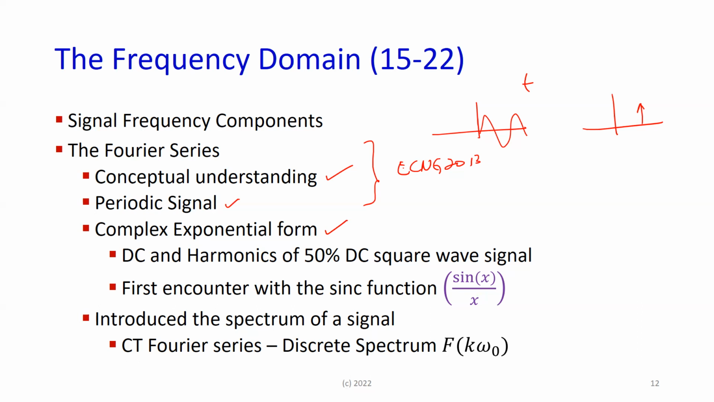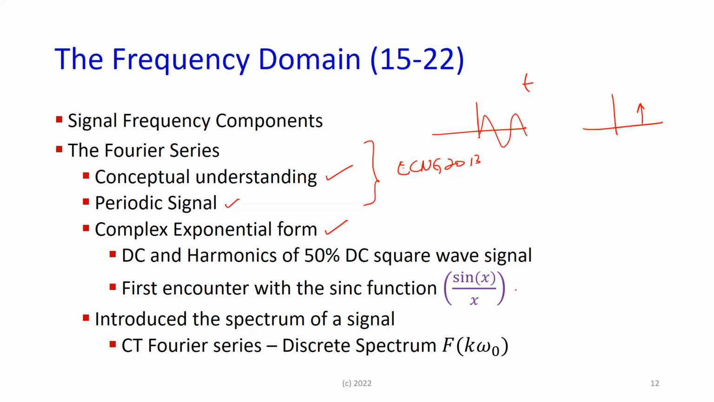And then we started to discuss things like spectrum, which is the frequency content of a signal. We used the complex exponential form on an example signal to get its DC and its harmonics. That eventually led us to our first encounter of something called the sinc function, which is a sin x over x function.